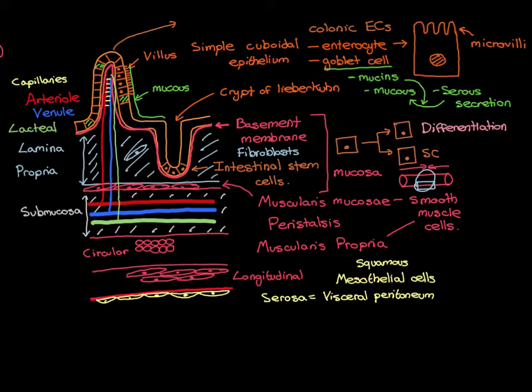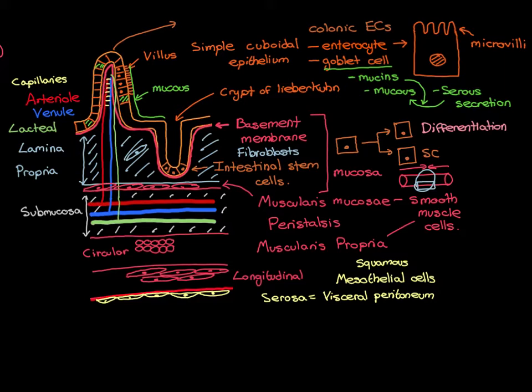In fact, the epithelium of the large intestine is actually simpler than that of the small intestine, because rather than having evaginations and invaginations, we just have the invaginations now. So the epithelium is still a simple cuboidal epithelium. We call the major cell colonic epithelial cells rather than enterocytes, but it's the same sort of cell, still with microvilli, and you'll still have goblet cells interdispersed amongst the colonic epithelial cells.